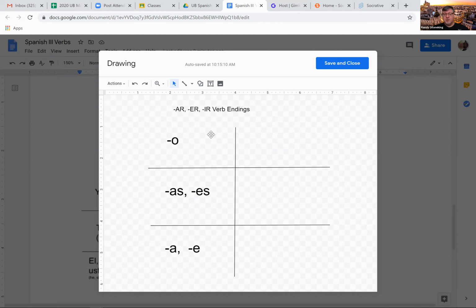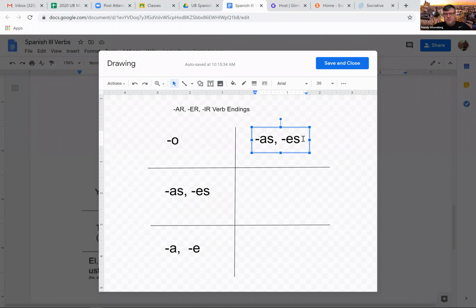Now our plurals, that person plus someone else, we'll do our endings over on the right side of our graphic. This is where it changes. The nosotros form and the vosotros form depend specifically on which type of verb, AR verb, ER verb, or IR verb. So for the AR verb, it's AMOS. For the ER verb, it's EMOS. And for the IR verb, it's IMOS. Amos, emos, imos.